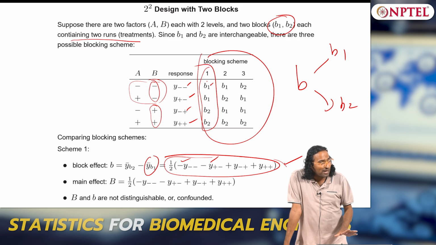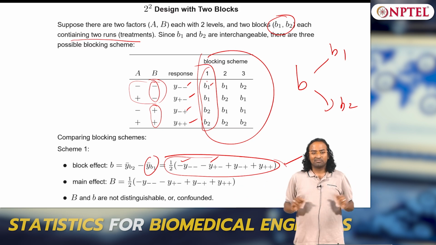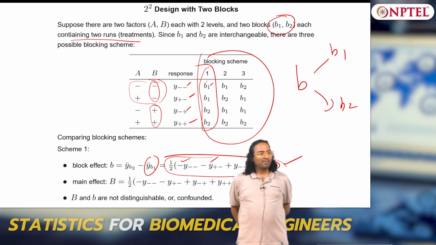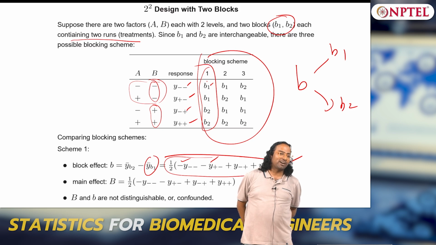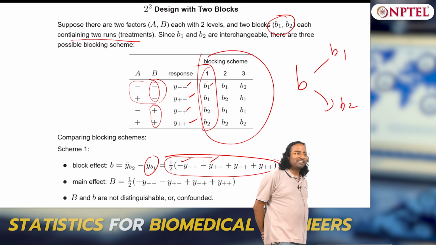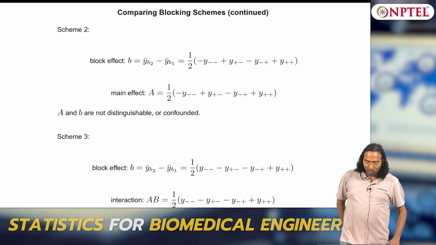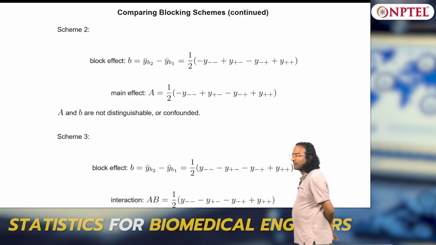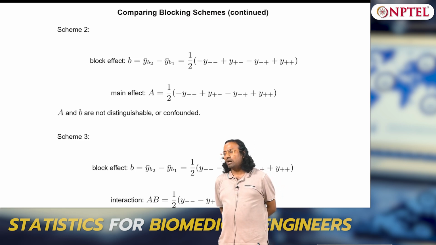Now it is not a complete block design. Why? Blocking and main effect are equal, so it is confounded obviously. Because in scheme 2, B1 and B2 are at different levels of A. In scheme 1, B1 and B2 are at different levels of B. So if I write it for scheme 2, my main effect A and block effect will be confounded, right. So this is what confounding is.